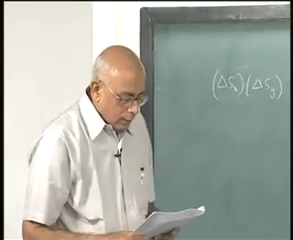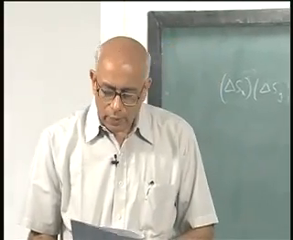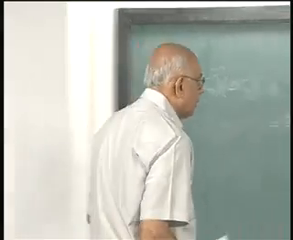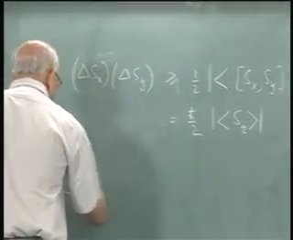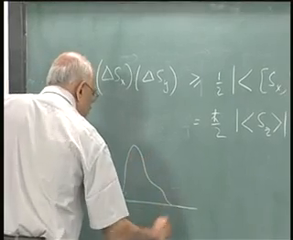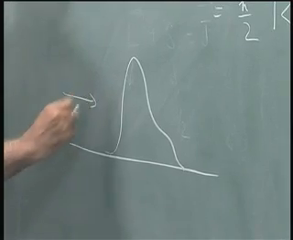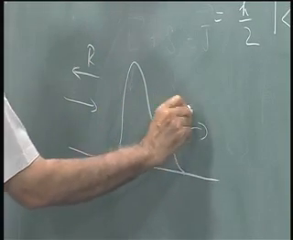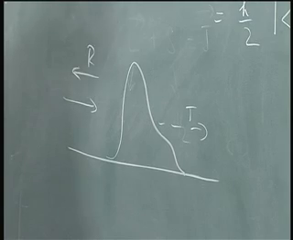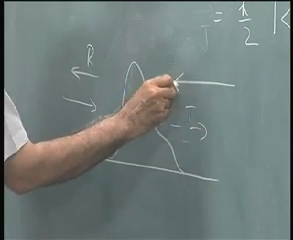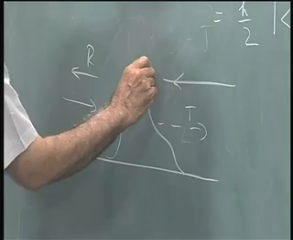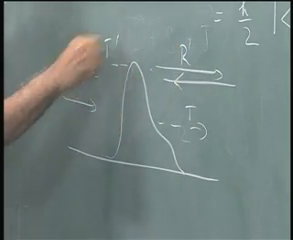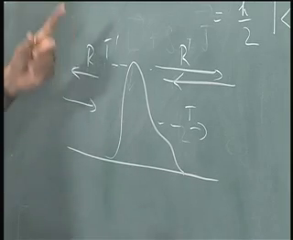Consider a one dimensional potential barrier V of x, let the reflection and transmission coefficients be R and T. So I have an arbitrary potential barrier and I would like to find out, for incidence from here there is a reflection R and a transmission T. Now suppose you had incidence from the other side, then there would be a reflection R prime and a transmission T prime, and the question is, is R equal to R prime and T equal to T prime?